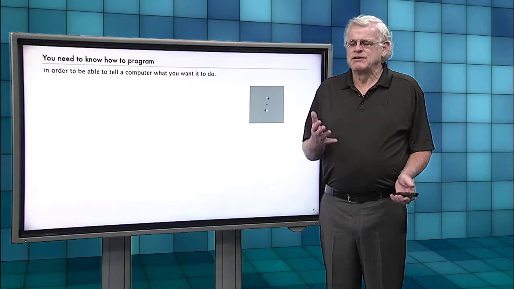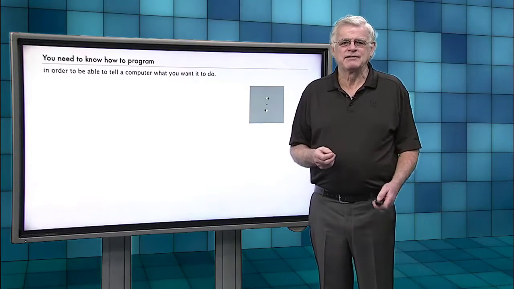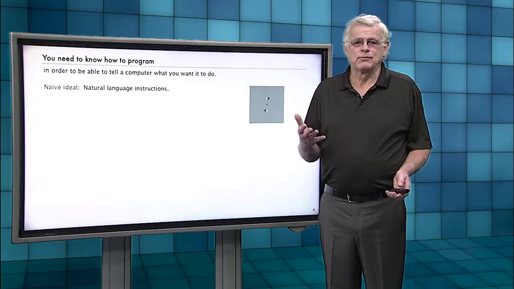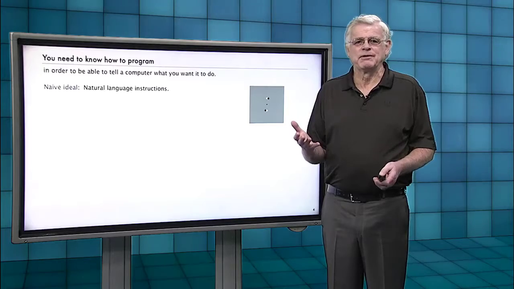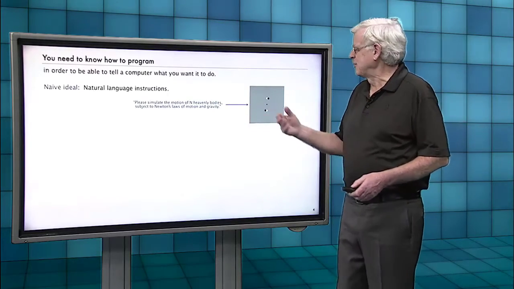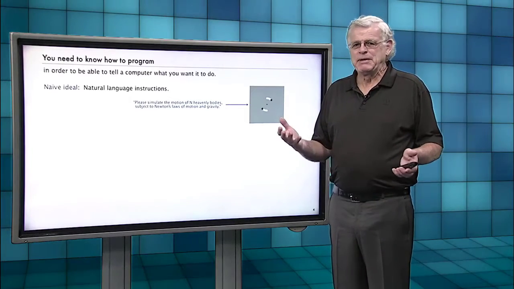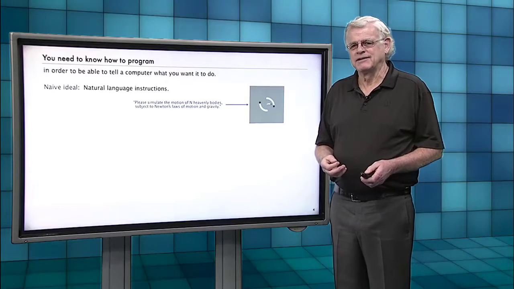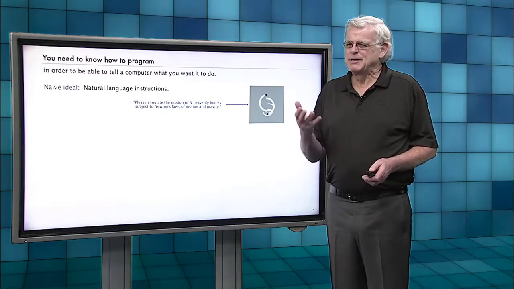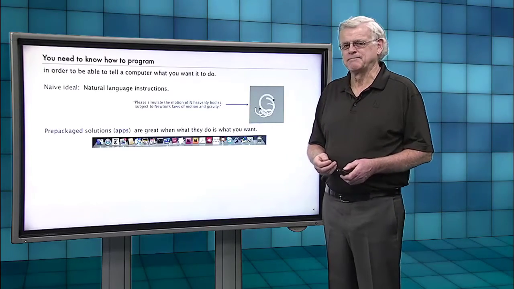Really what you need to know how to program for is to get the computer to do what you want it to do. Now, a naive ideal that you might think is, well, why not just tell the computer what you want it to do? Like in this example here, please simulate the motion of n heavenly bodies subject to Newton's laws. It would be nice if we could get a computer to do that. Actually, you're going to write a program to do this in a little while. But it's really naive to expect a computer to be able to do that.